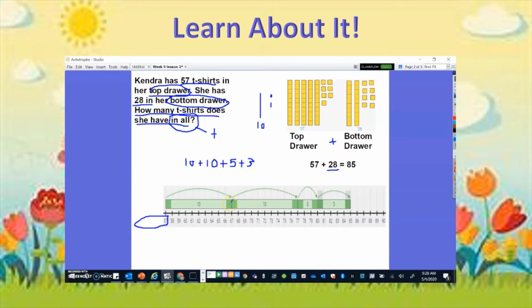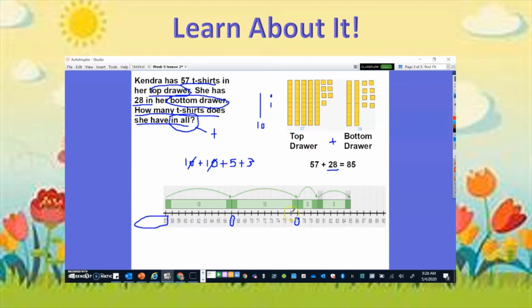Now how can I show that on a number line? Take a look down here. If I start at 57 and I add my first 10, I know when I add 10 to any number, I'm just increasing the tens place. So the 7 stays the same. So I'm increasing 57 to 67. So I'm done with that 10. I have another 10, and I'm going to do that one. So if I increase 67 by 10, that gives me 77. I'm out of tens. Now I've got to look at my numbers 5 and 3.